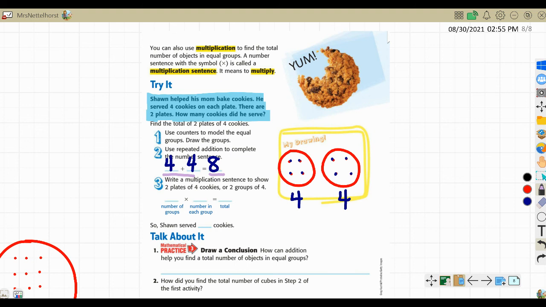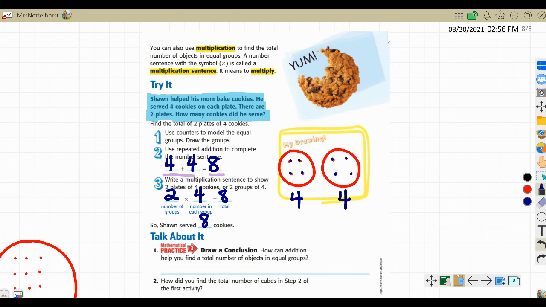All right, so let's go back to multiplication. Write a multiplication sentence to show 2 plates of 4 cookies or 2 groups of 4. So I have 2 plates or 2 groups. I have 4 in each group, and my total was 8. 2 times 4 is the same as 8, or 2 groups of 4 is the same as 8. So Sean served 8 cookies.